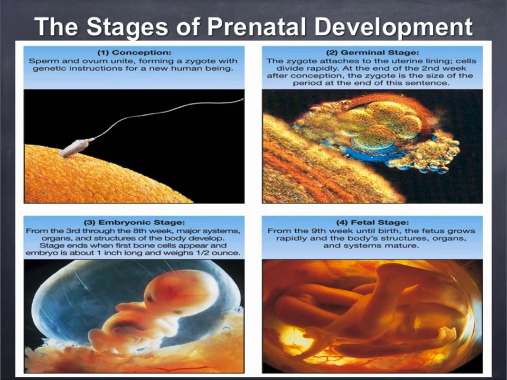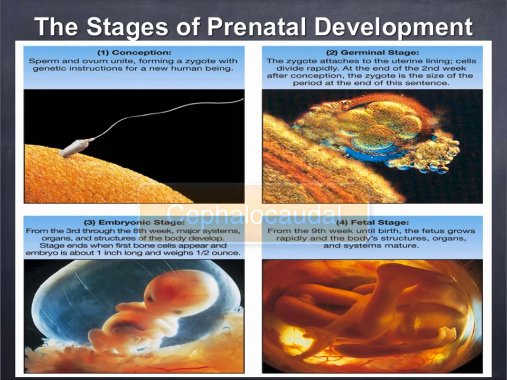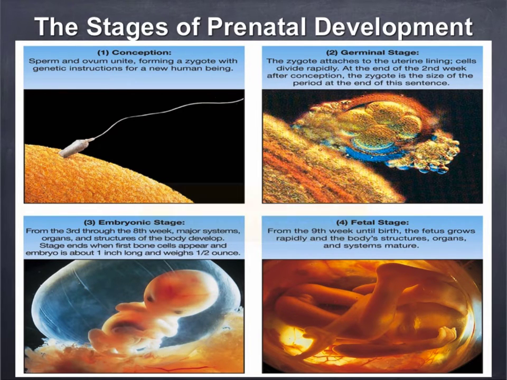From head to toe, this is the cephalocaudal development, and the trunk. And from the trunk to the extremities is proximodistal development. Then the fetus, from week 9 to birth, grows rapidly. Organs, structures, body systems. The fetus can respond to outside stimuli, especially sounds. Research by DeCasper and Spence showed that infants showed a preference for stories that had been read during the final 6 weeks of pregnancy.